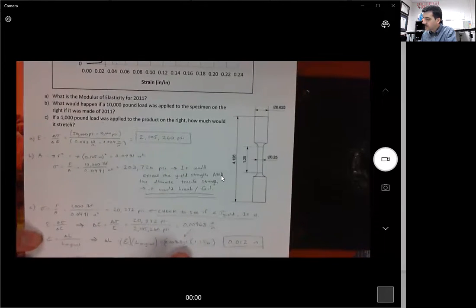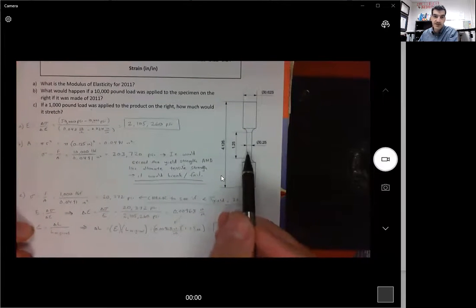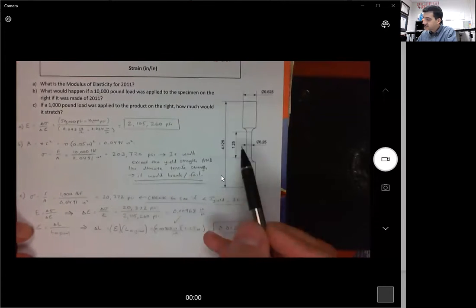And then we can use our definition of strain. Strain is change in length divided by original length. Rearrange that to find the change in length because we know the strain now from the previous step. And we know the original length from the detailed drawing over here of the specimen. This is the gauge length, and the gauge length here is 1.25 inches.